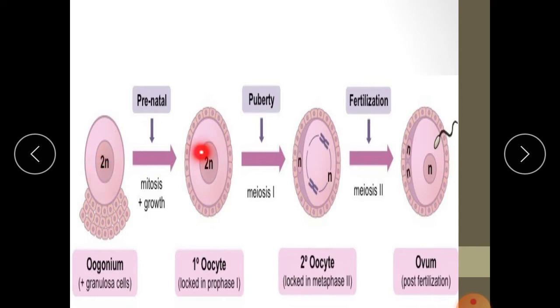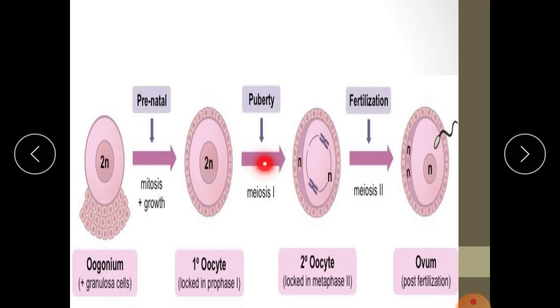So the primary oocyte becomes secondary oocyte only after puberty. See, most of the oogonia are present in the primary oocyte stage. But when the primary oocyte undergoes the first meiotic division, at prophase 1, further growth is stopped. Further growth is stopped till puberty. When the female attains puberty, this stopped oogenesis again begins.